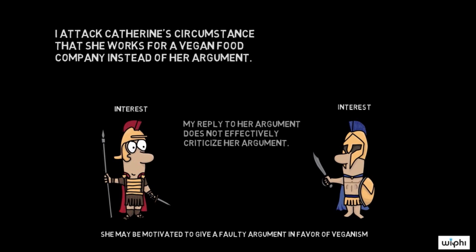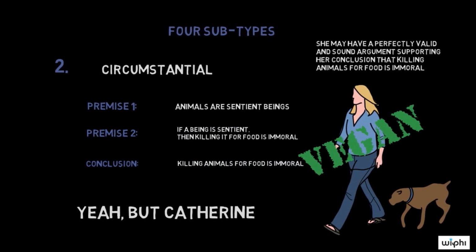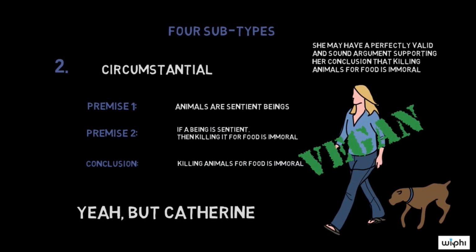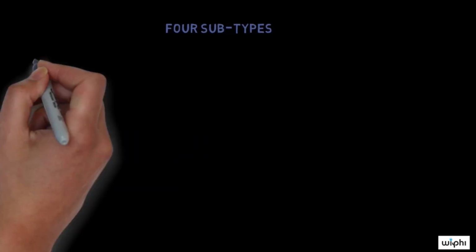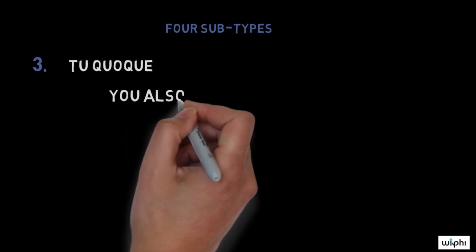Despite this potential conflict of interest, my reply to her argument does not effectively criticize her argument. Although she works for a vegan food company and may have a conflict of interest, she may also have a perfectly valid and sound argument supporting her conclusion that killing animals for food is immoral. If I wanted to effectively combat her argument, I could maybe argue that animals aren't sentient or attack some other premise in her argument.